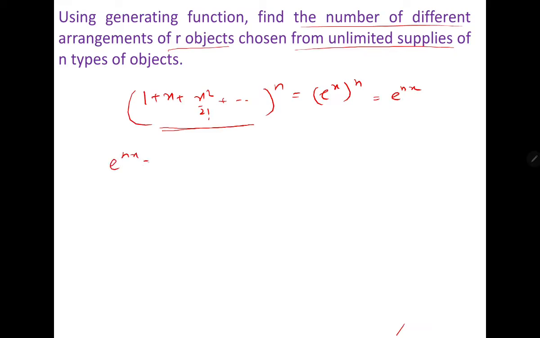If I write down the expansion of e raised to nx, the rth term would be n raised to the power r, x raised to the power r by r factorial. So clearly the coefficient of x raised to the power r by r factorial is n raised to the power r, and since it was unlimited repetition, we choose each e_i to be greater than or equal to 0.